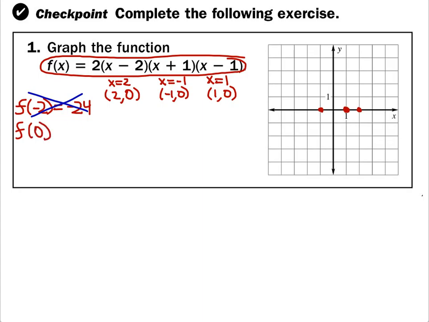What about f of 0? If you substitute in 0, you'll get 4. Well, (0, 4), that is a point we can work with.